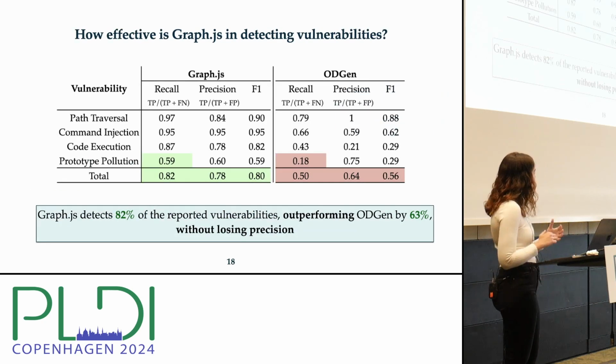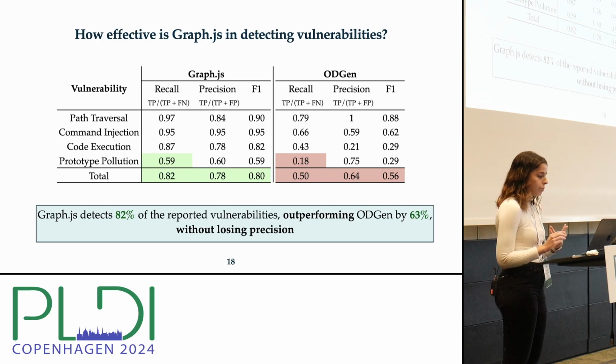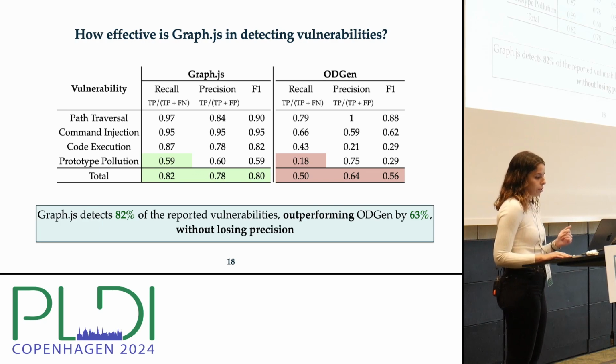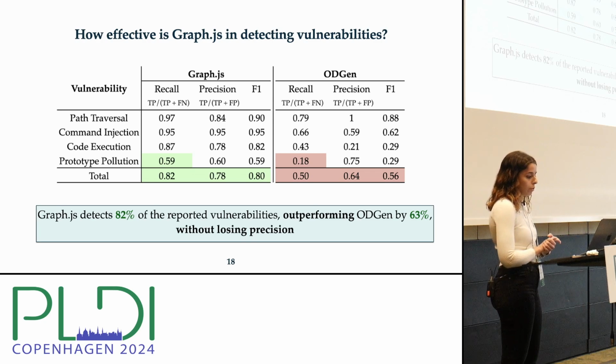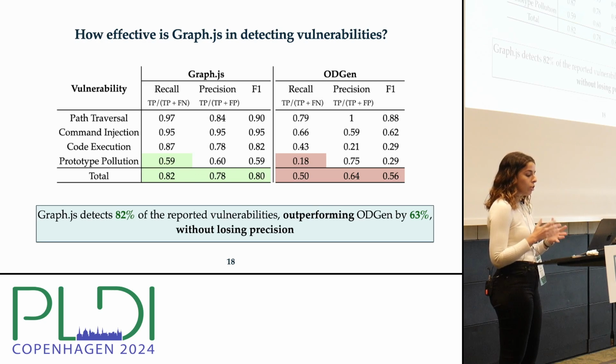So to assess GraphJS's effectiveness in detecting vulnerabilities, we ran both tools, GraphJS and ODGen, in our ground truth datasets. We measured the recall in the first column and also the precision in the second column. And of course, the higher both values, the better. By looking at this table, we can see that GraphJS was able to detect 82% of the reported vulnerabilities, which is 63% more than ODGen, which only detected half of them. And we can also see a big improvement in the prototype pollution vulnerability, which is largely due to the fact that since we are building simpler graphs, we were able to finish the analysis more times and therefore find these vulnerabilities.